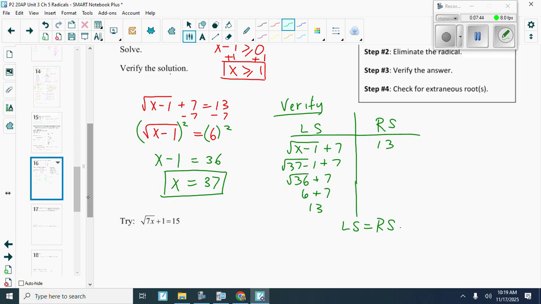After I do my verification, that's when I would come back and box my solution to show that it is correct. If you have, for example, 2 solutions, which we're going to get to in a few minutes, leave them to the end after you've verified them. Then you can circle and cross out the one that's extraneous and box your solution.